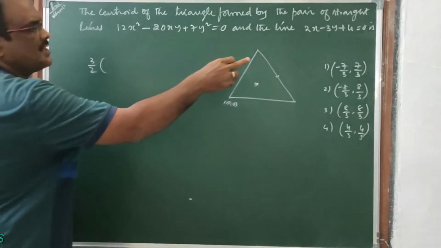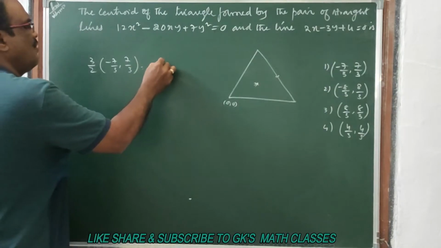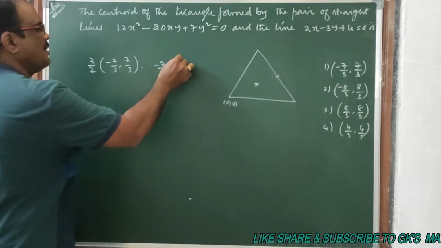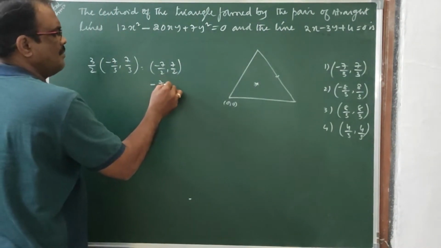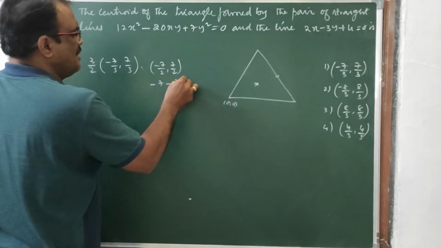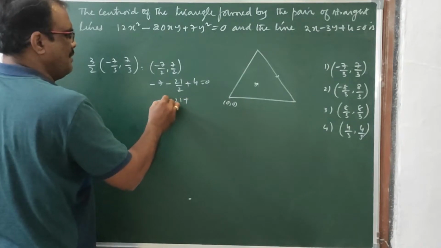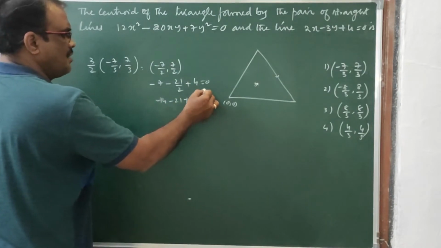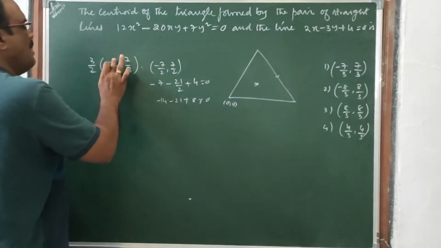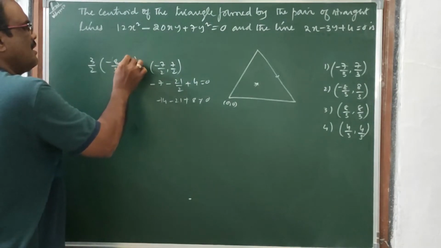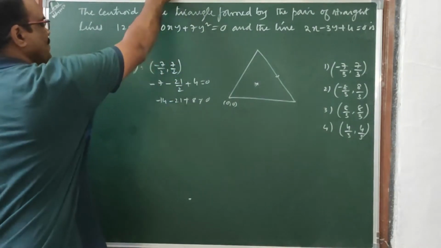3/2 into, what is our first option? Minus 7/3, 7/3. So you have −7/2, 7/2. Substitute in the given line. 2 into −7/2 is −7, and −3 times 7/2 is −21/2, plus 4. So −14 − 21 + 8 is not equal to 0. So the first option is wrong. Second option, −8/3, 8/3. Here you get −4, 4.